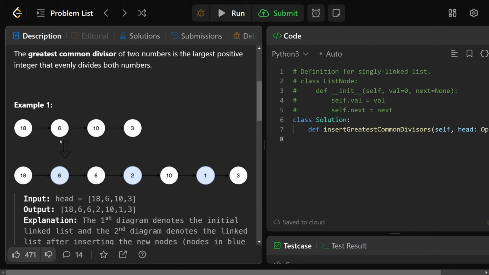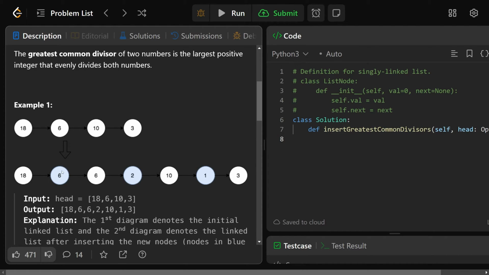So by divides, we basically mean you can get this number through a multiplication. So 18 is equal to 6 times 3, and 6 is equal to 6 times 1. So 6 is a common divisor. And it's also the largest because we could also have 2 because 18 is equal to 9 times 2 and 6 is equal to 3 times 2, but 2 is actually smaller than 6, and so 6 is the greatest common divisor of the two.